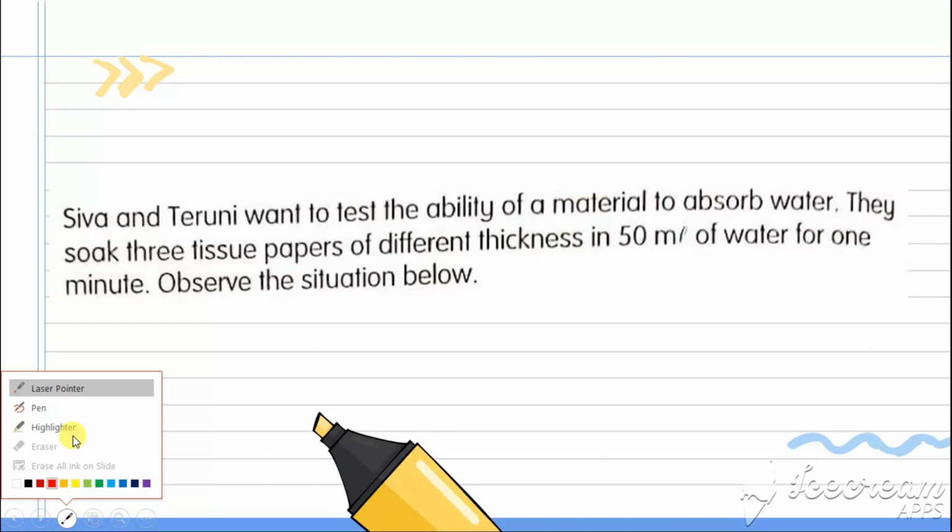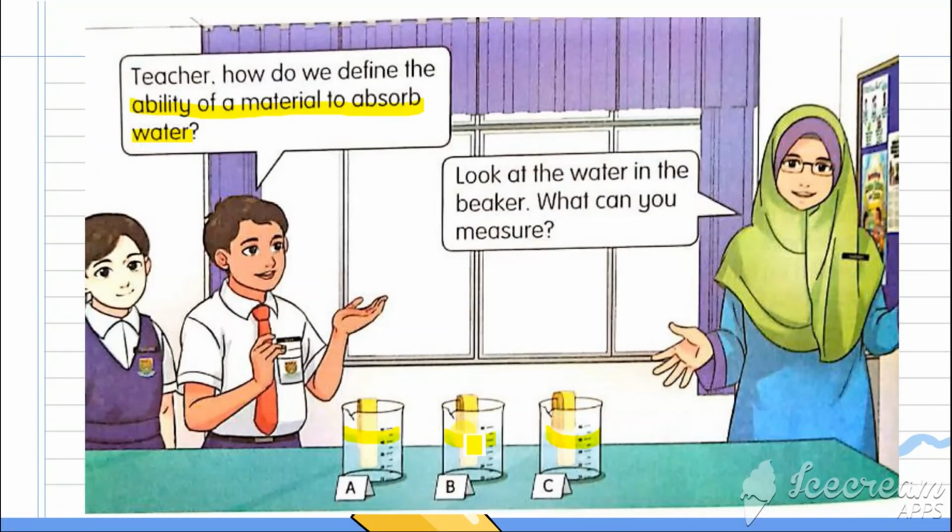Shiva and Taruni ask, teacher, how do we define the ability of material to absorb water? So the teacher says, look at the water in the beaker, what can you measure? If you see the water in the beaker, A is at this level, B also at this level, and C has reduced a bit. So normally when we want to define operationally, we have to do the observation first. Then only we can define what is going on.